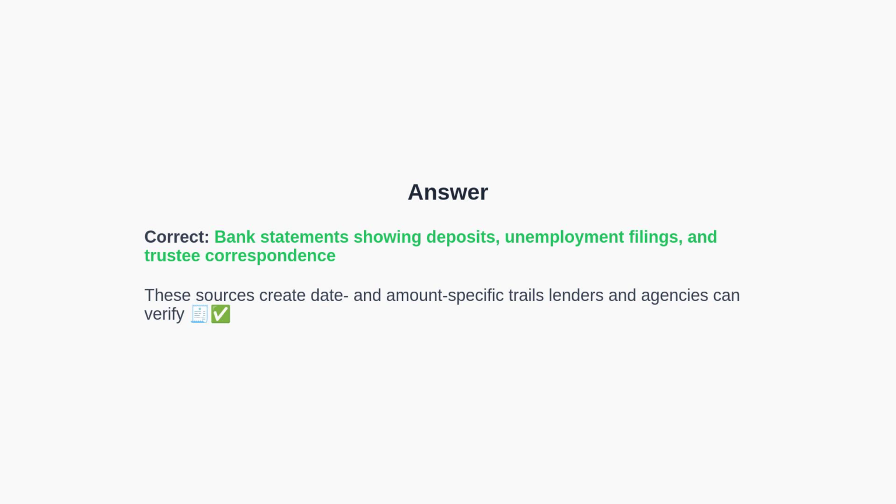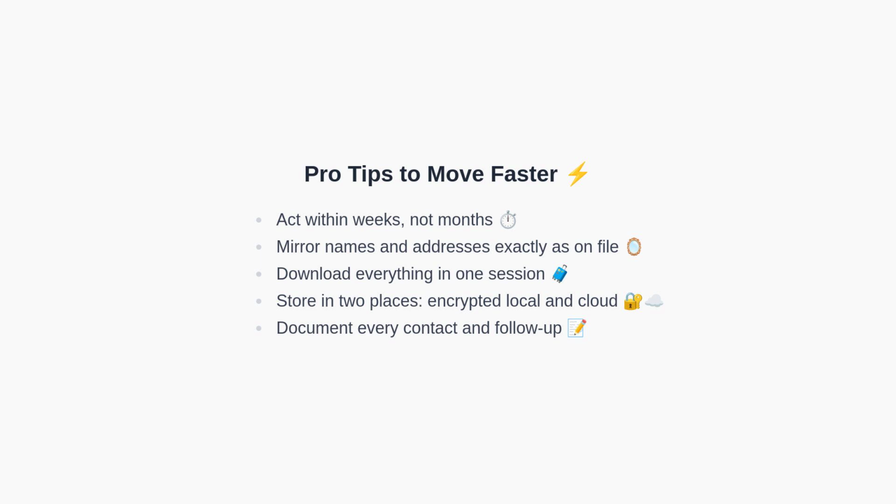The correct answer is bank statements showing deposits, unemployment filings, and trustee correspondence. These items provide date-specific and amount-specific evidence that auditors, lenders, and agencies can validate. To move quickly, act within weeks rather than months. Ensure your name and address exactly match the information on file to avoid verification delays.